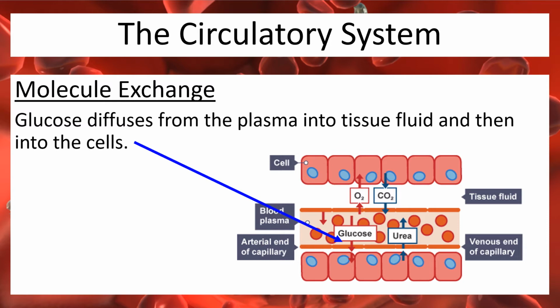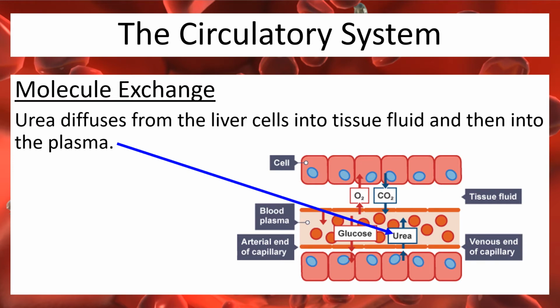Like oxygen, glucose is needed for respiration, so it's going to move from the blood and into the cells. So again, it's going to diffuse across that capillary wall and into the tissue fluid and into the cells for respiration.